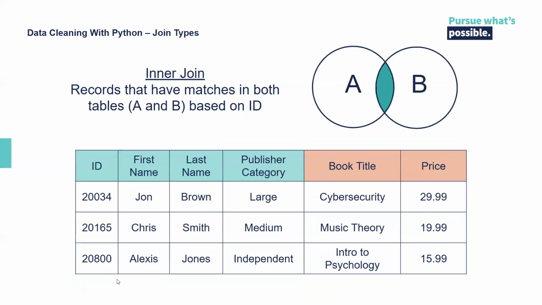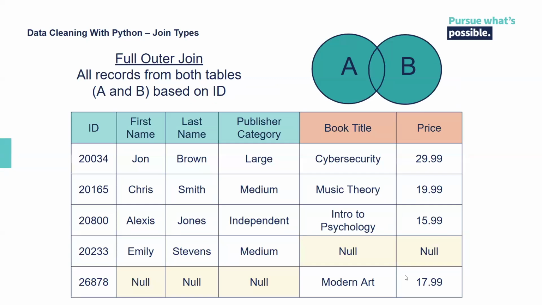An inner join is where the output is only the records that match. So only the three records that existed in both tables are output here, just these three records that had books that matched in the book table. And then finally, the full outer join basically gives us everything, and the records that don't match will just be null. So Emily Stevens is not going to have any records for book title, and the book Modern Art is not going to have any information for author because it didn't exist in our table. So that's just a quick refresher on what the join types are.